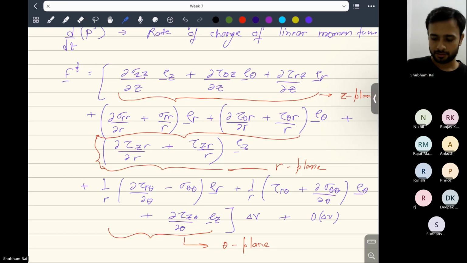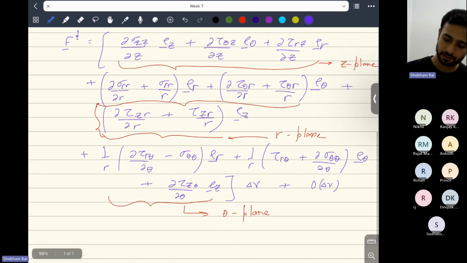Okay. And similarly the second set of terms. These have r as the second index. So these all stresses are on r plane, and similarly the third set of terms have theta as the second index. So that's why they are on theta plane.